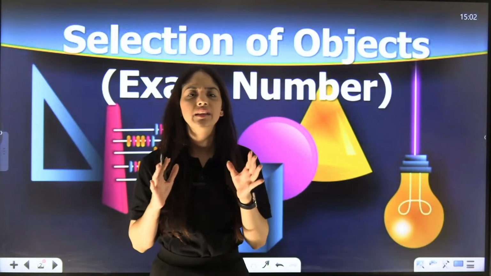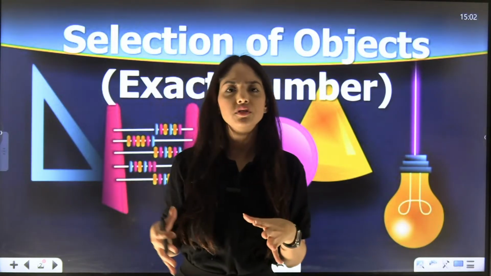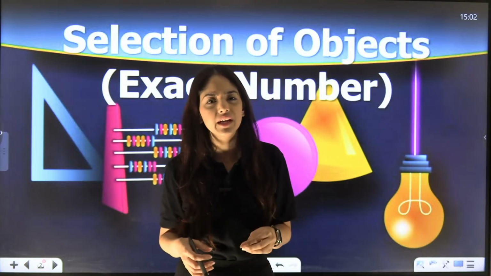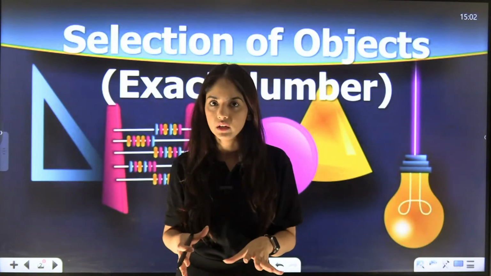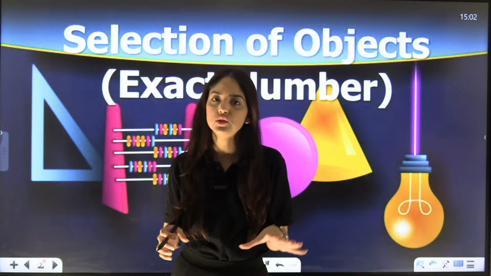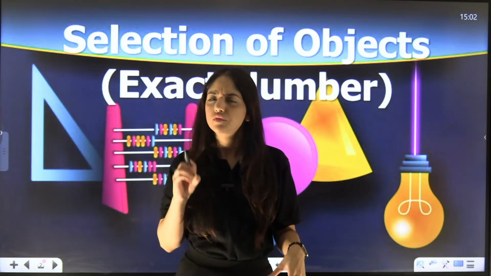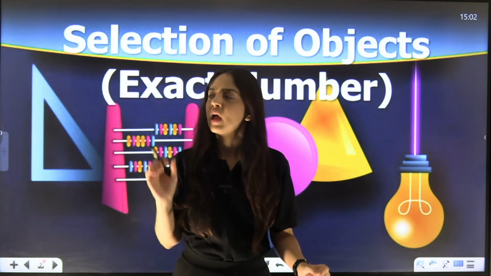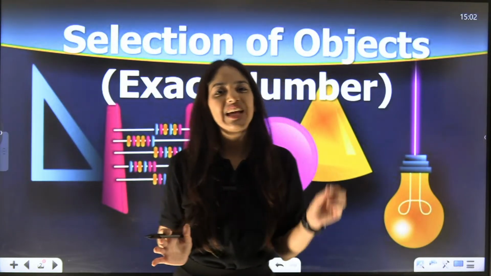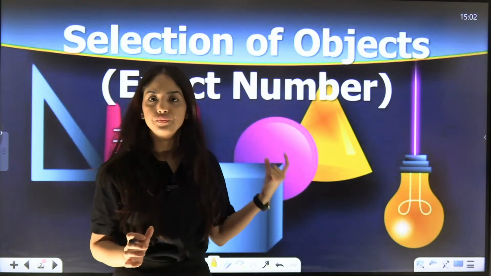So, in the last class, we covered how to select objects when we have to take at least one of them, right? When we have to select at least one of them, then how can we find the number of ways of selecting? Today, we are going to select an exact number of objects.